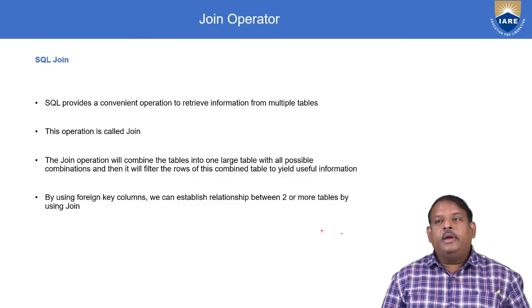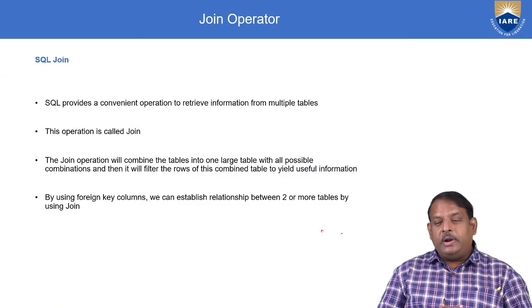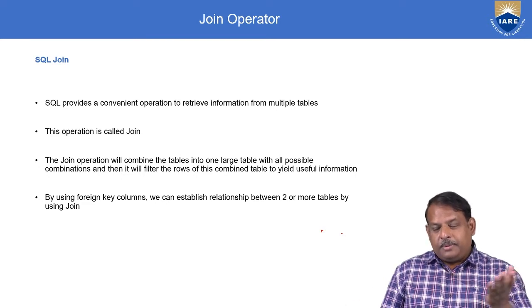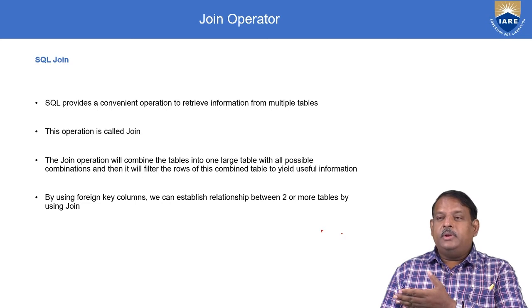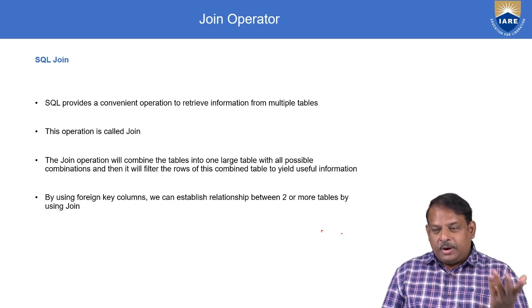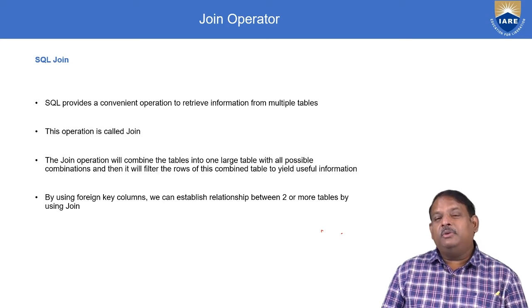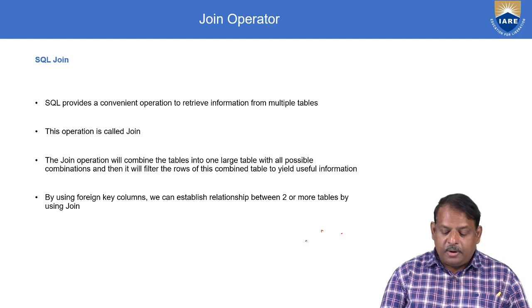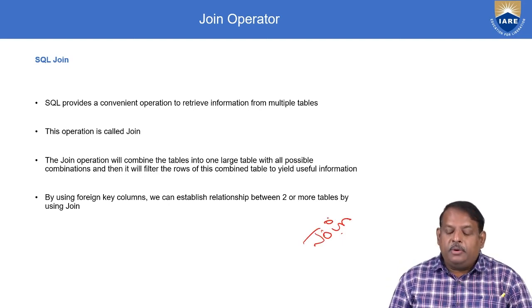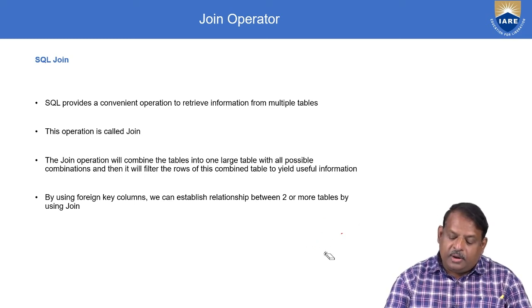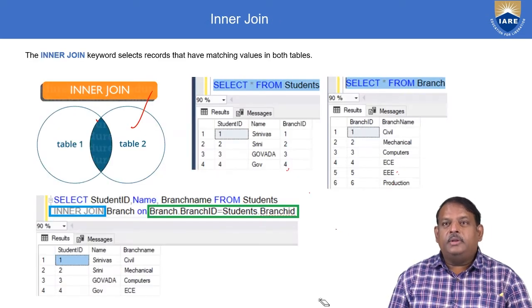What is a join? Your data is normalized into many tables. Data is distributed among tables. We want to display all the combined data in one result set, so we use joins. In a join you have to use a join operator, and by using the primary key and foreign key relations, we can make use of joins.